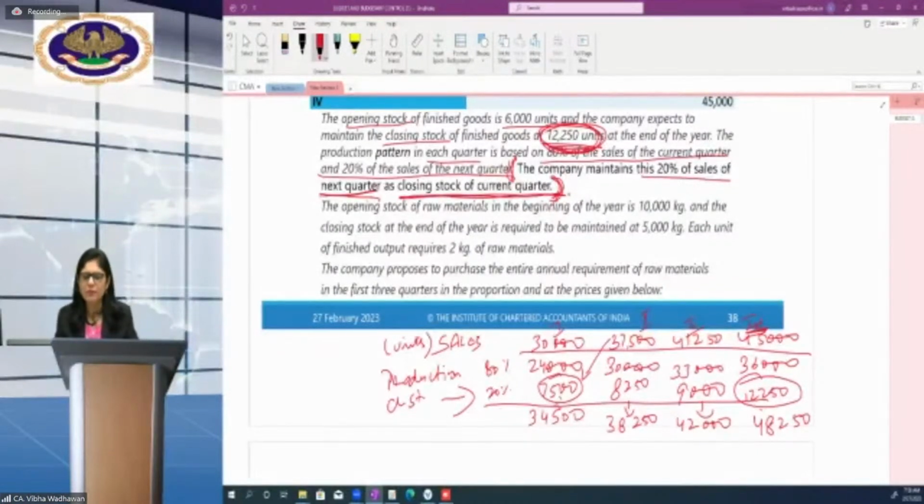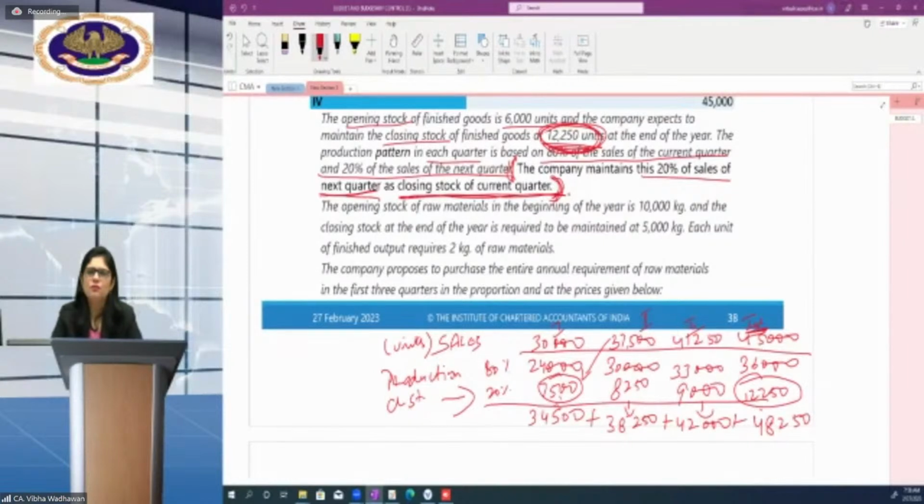Can I have the total production, please? Total production for the next year, the production budget in units. Can I have the total production for the next year as the production budget we have calculated? 34,500 plus 38,250 plus 42,000 plus 48,250. Students, I want you to give the answers, so that way you will be calculating along with me. Can I have the total production for the next year? All quarters to be added.